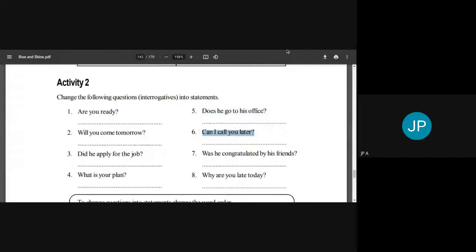This is very easy. Just change the structure, remove the question mark, and the statement is ready. Nothing to add, nothing to remove. You just need to change the structure and remove the question mark. So what will it become? You can, very good, Shima. It is, you can call me later. Very good. So you have now understood, it seems. This is also easy.